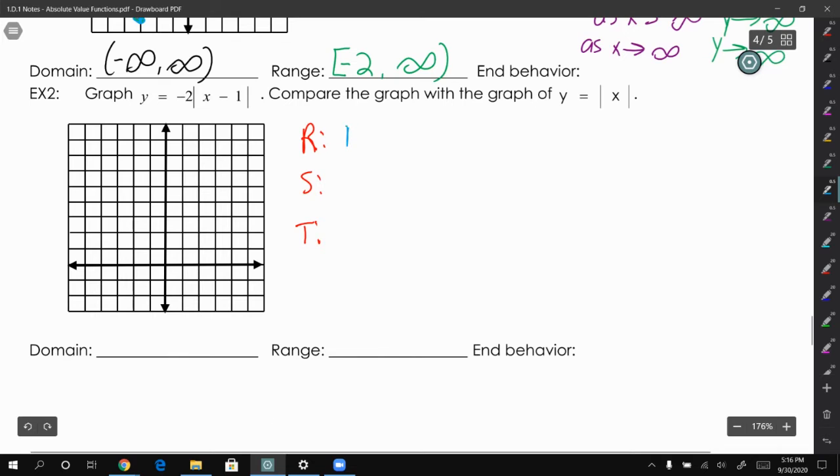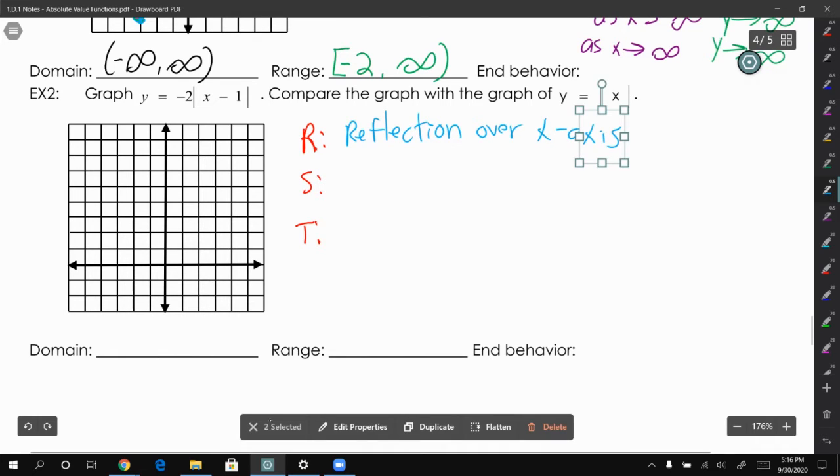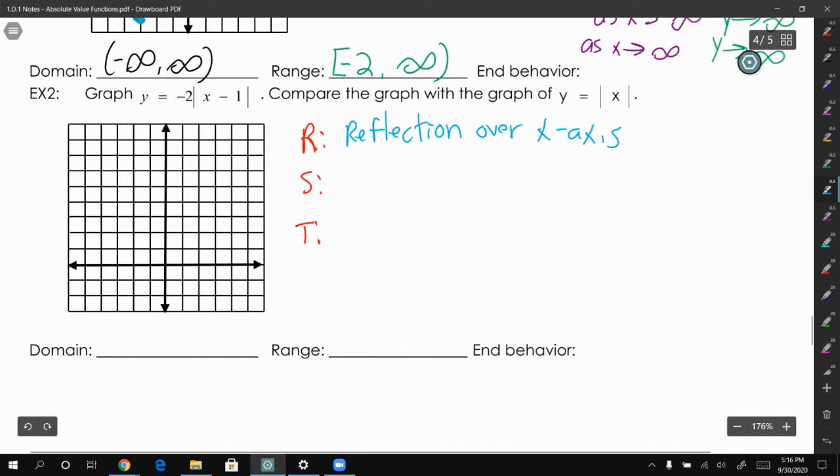We'll write reflection over the x-axis. The reflection will always be over the x-axis for what we're doing here. I'm just writing it because in case you see it somewhere else in a different class, you know that it's a reflection over the x-axis. Our a value is negative.